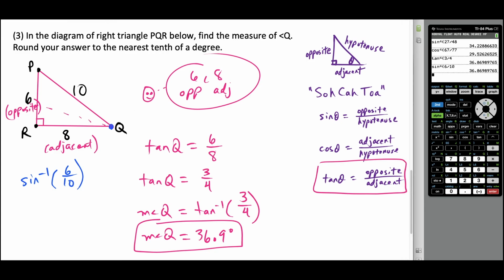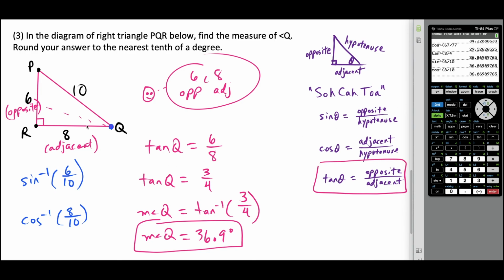And along that same line of thinking here, let's say instead I wanted to use cosine inverse, then I would have to look at the side adjacent to Q, which is 8 units, over the hypotenuse, which is 10 units. And if we punch that one in, cosine inverse of 8 over 10, that's going to give us the exact same answer. Okay, so when you know all three sides, there is some flexibility. You have options in terms of which function you want to use. Okay, well, this is going to conclude this video on using trig to find missing angles of a right triangle.